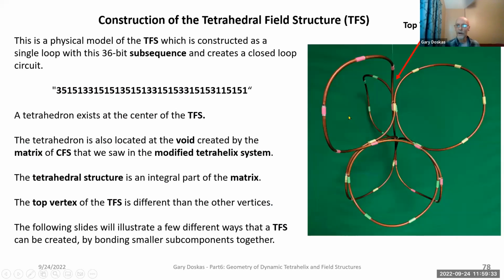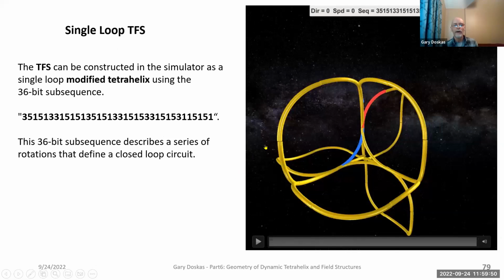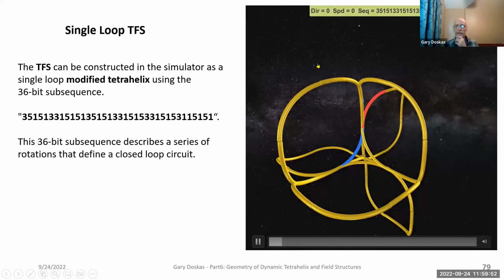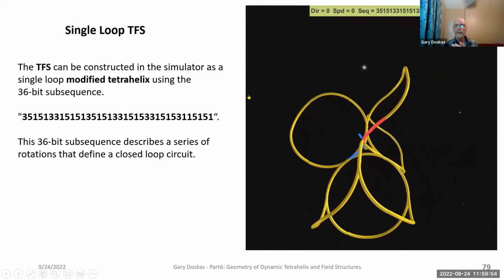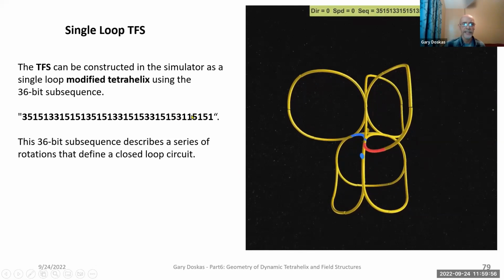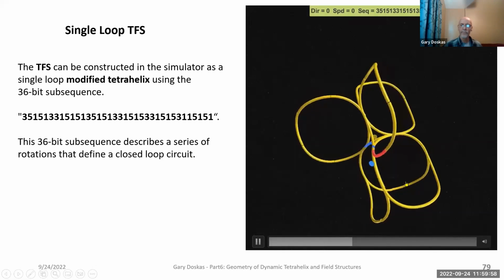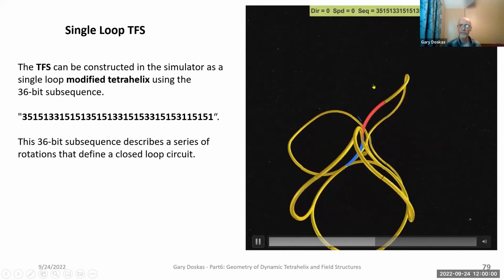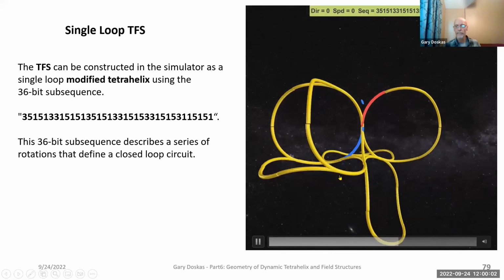This is just a physical model of the TFS that's created with this 36-bit subsequence that describes a closed loop circuit. This top vertex is unique compared to the other ones, which I'll refer to in a minute. Now, let me just show you the single loop TFS that I just described with this 36-bit subsequence. Again, this defines a closed loop circuit within the modified tetrahelix system.